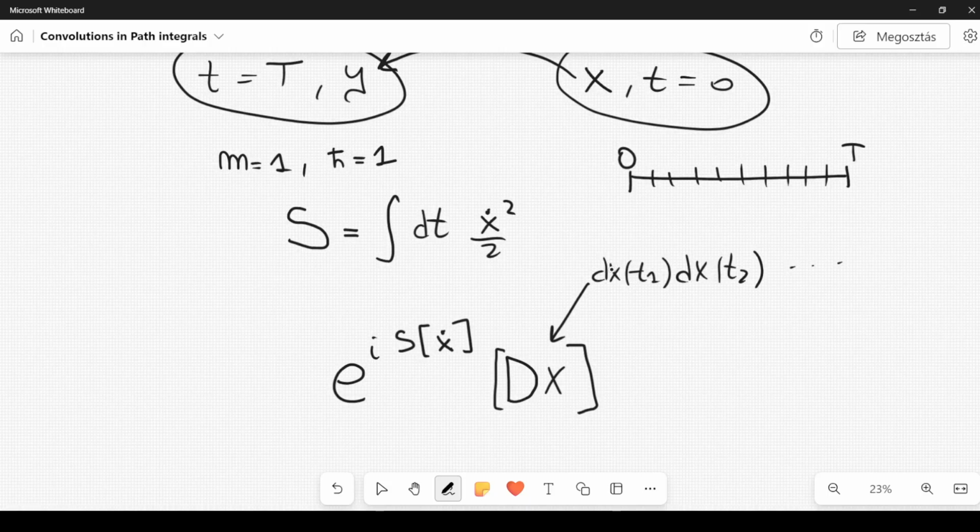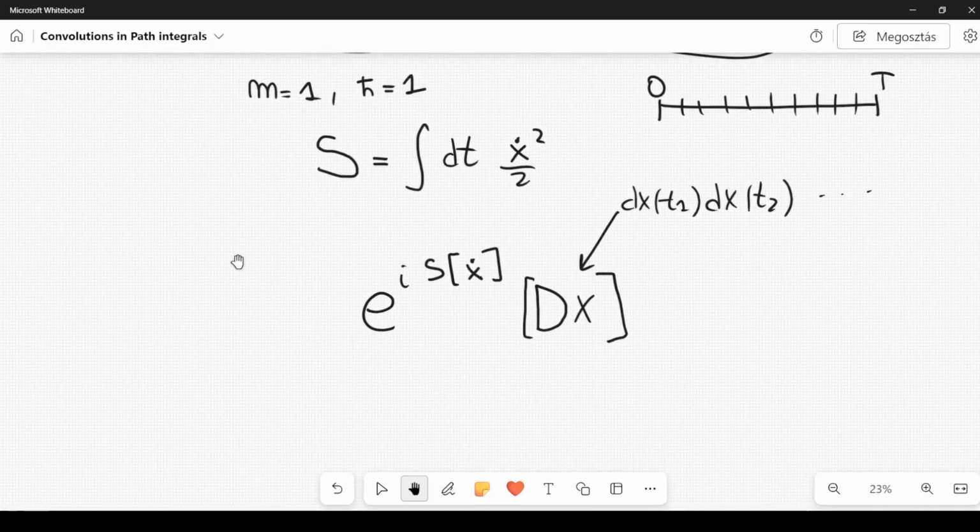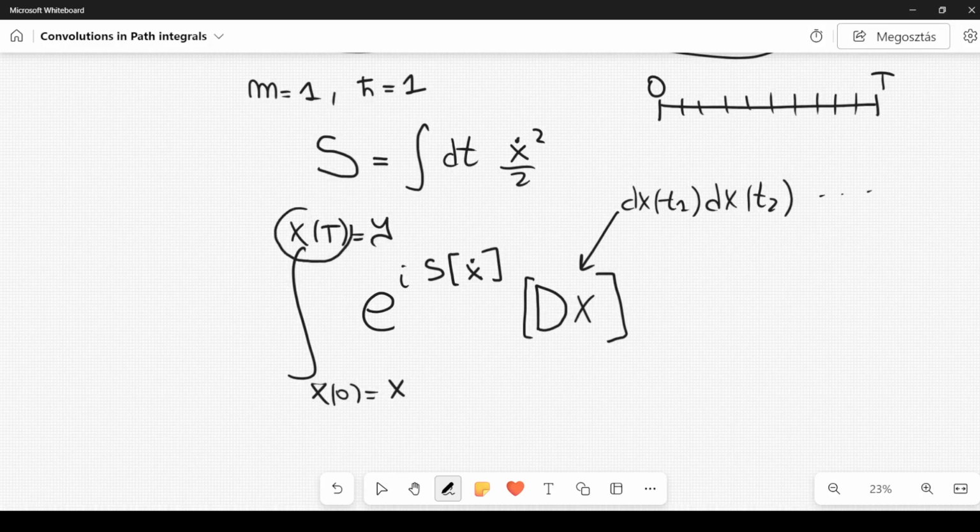I know it might sound difficult to follow at first, but anyway, I will explain how we can do this calculation for this specific case, and we'll see that it will lead us to the Schrödinger equation. So we have to integrate over all these differentials, and in particular we have to start at x of 0, which we define to be x, and x of capital T, which we define to be y. So the final displacement is y, whereas the initial displacement is x.